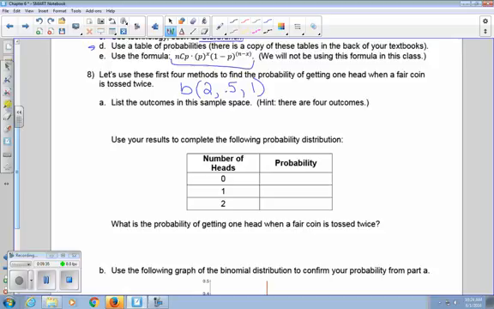Now let's go through and list the outcomes in the sample space. So all the outcomes are heads and heads, heads and tails, tails and heads, and tails and tails. Use your results to complete the following probability distribution. The probability of getting 0 heads is 1/4. The probability of getting 1 head is 2/4, and the probability of getting 2 heads is 1/4. So what is the probability of getting 1 head? That is equal to 1/2 or 0.5.